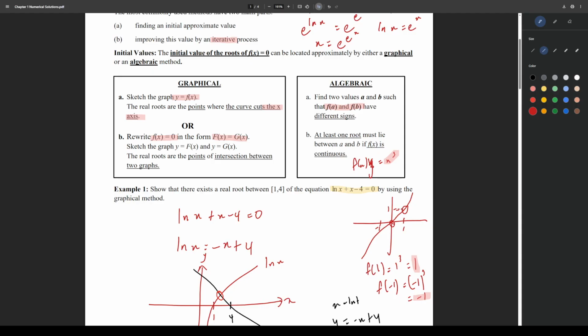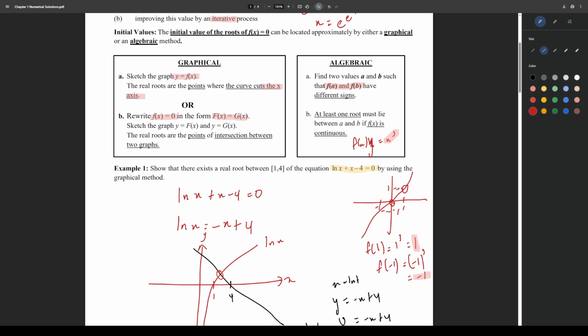Satu dekat sini. Masukkan negatif satu, dapat negatif satu dekat sini. So between 1 and negative 1, there must be a root lah. Okay, sebab dia berubah sign, dari positif ke negatif nilai y dia. Mesti ada dulu x-axis. Itu algebraic method. Alright.